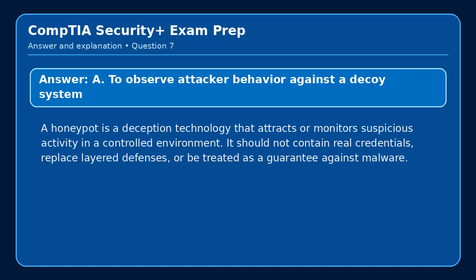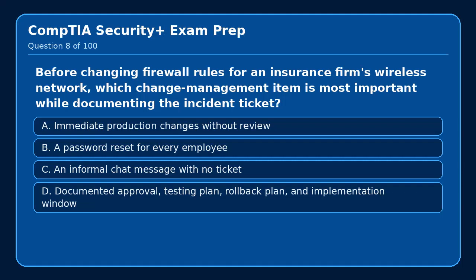Before changing firewall rules for an insurance firm's wireless network, which change management item is most important while documenting the incident ticket? A. Immediate production changes without review. B. A password reset for every employee. C. An informal chat message with no ticket. D. Documented approval, testing plan, rollback plan, and implementation window.